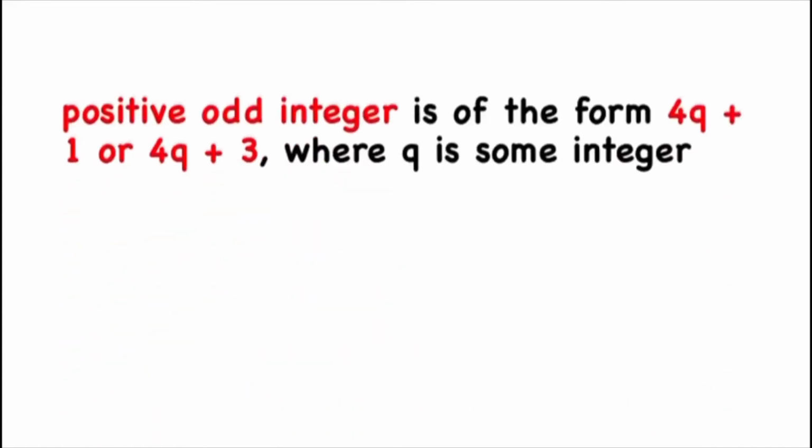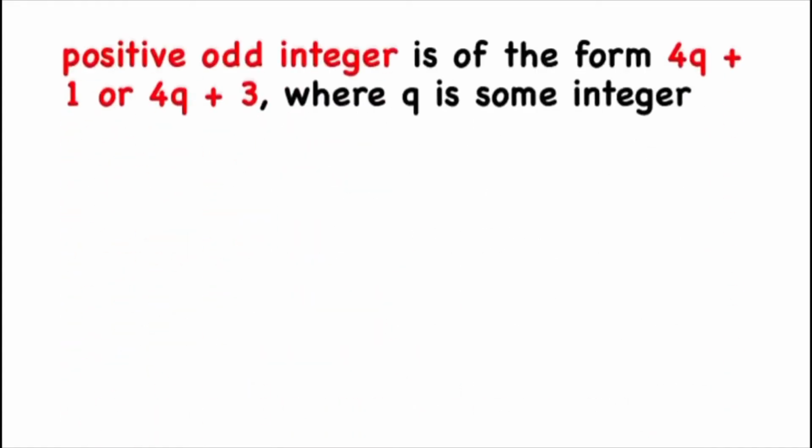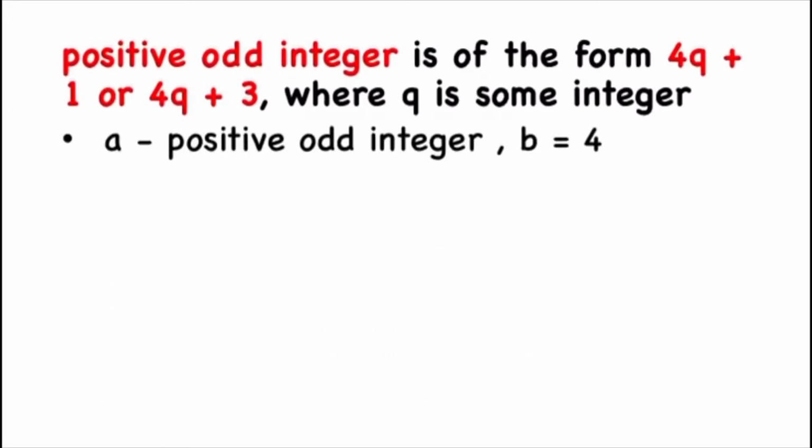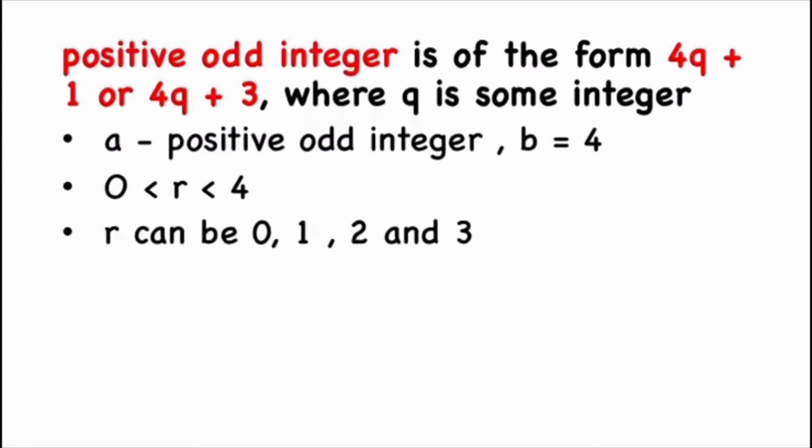Let's look into a similar question again. Prove that a positive odd integer is of the form 4q plus 1 or 4q plus 3, where q is some integer. Let's take a as any positive odd integer and b is equal to 4 because we have to prove it as 4q plus 1 or 4q plus 3. So r will be less than 4, that is 0 less than or equal to r less than 4. So r can be either 0, 1, 2 or 3.